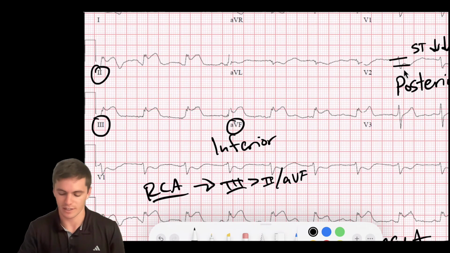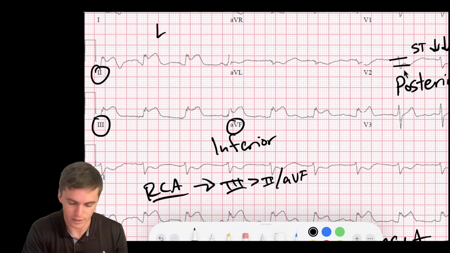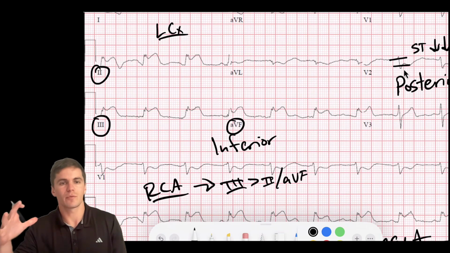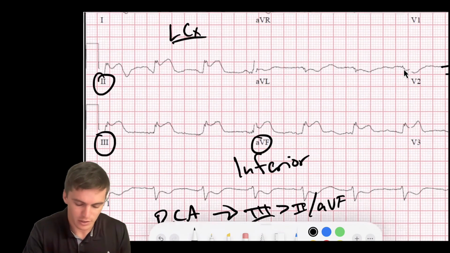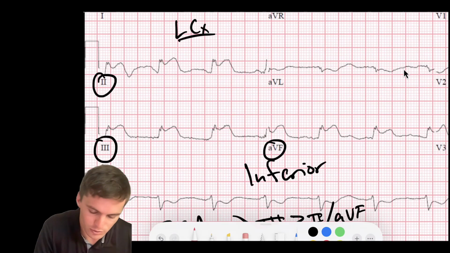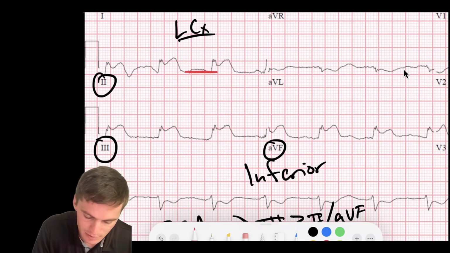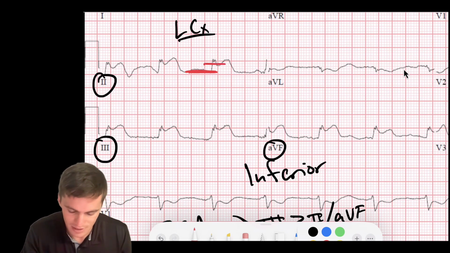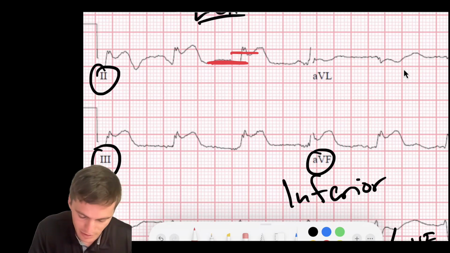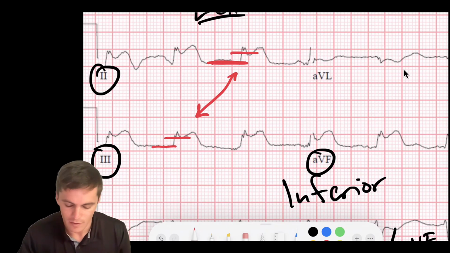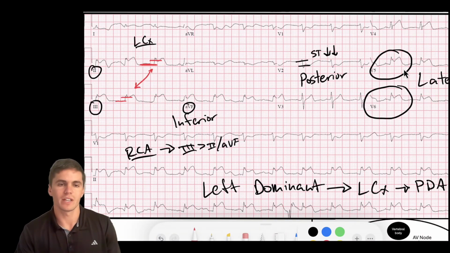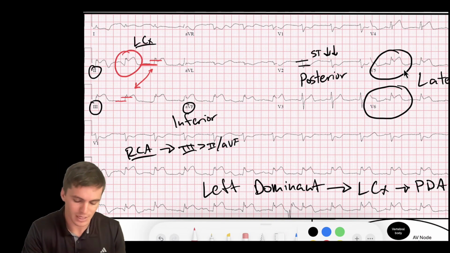However, the left circumflex is coming from the other side of the myocardium. So with the left circumflex, we're not going to see lead 3 greater than lead 2. And in fact, you can look at it here and say that lead 2's ST segment elevation, here's my baseline, here's my ST segment elevation, is actually greater than that of lead 3's. So when you compare the two of those, lead 3 is not greater than lead 2. In fact, lead 2 has the most ST segment elevation.